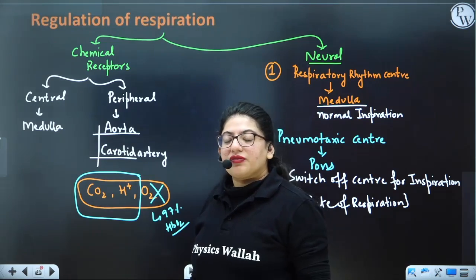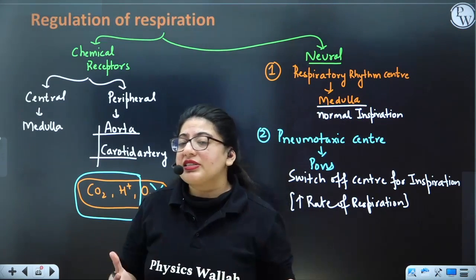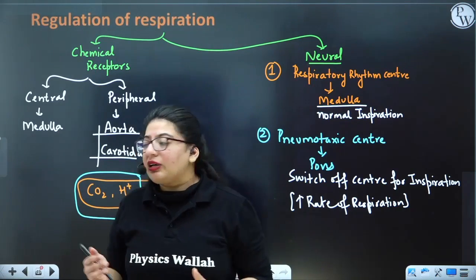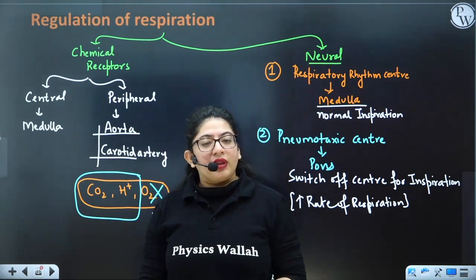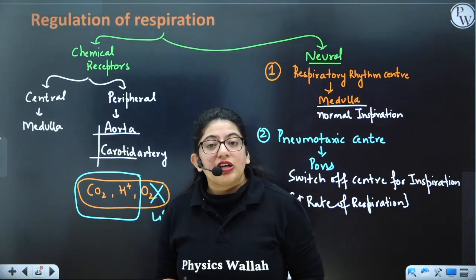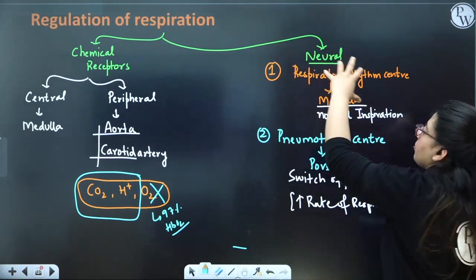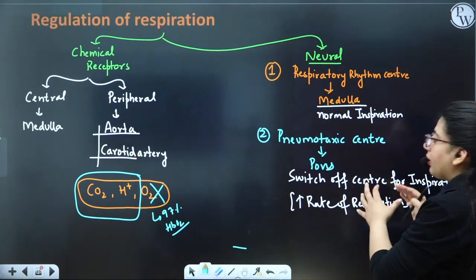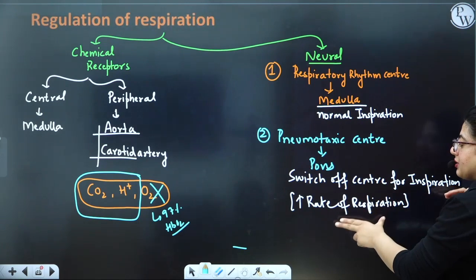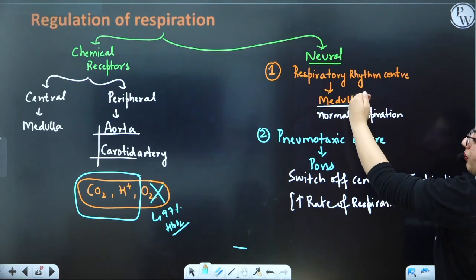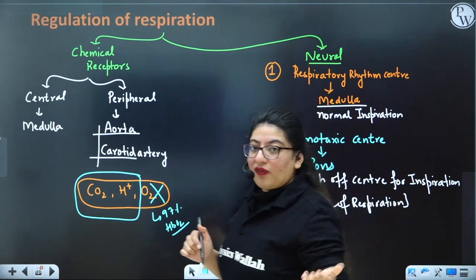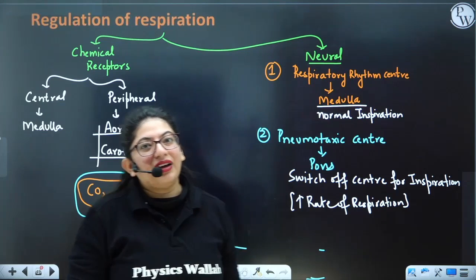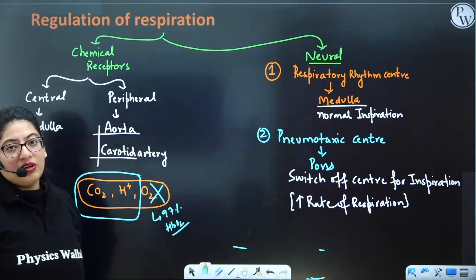For example, I'm exercising. There will be an increase in CO2 and H positive ion. My graph will shift to the right, right? At that point, the chemoreceptor will detect, oh, Diksha is running, CO2 is more, and this is very bad. So these receptors will tell the respiratory rhythm center, or the pneumotaxic center, that there is a need to increase the rate of respiration, and they will tell the medulla to increase the rate, because whenever you run you breathe heavily. That's why you breathe heavily, right? So this is how they regulate your respiration.